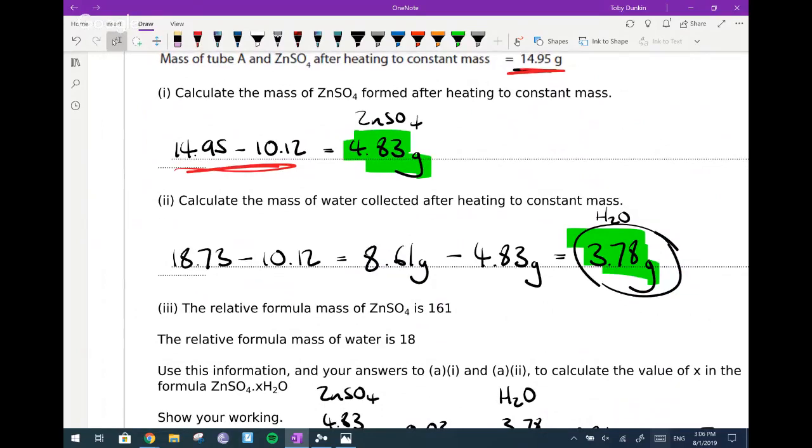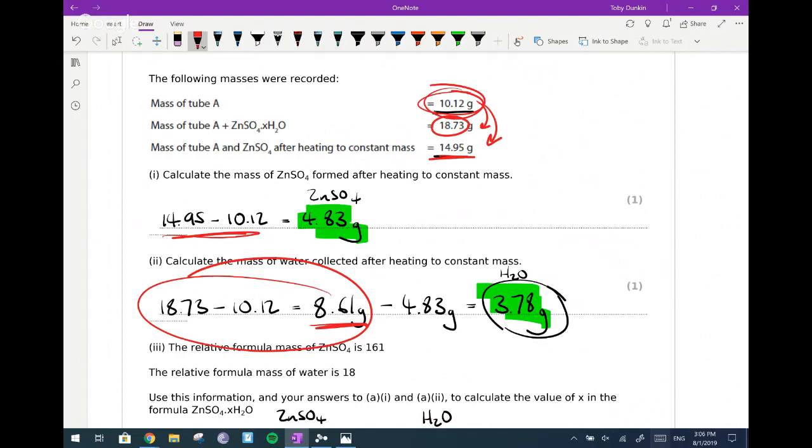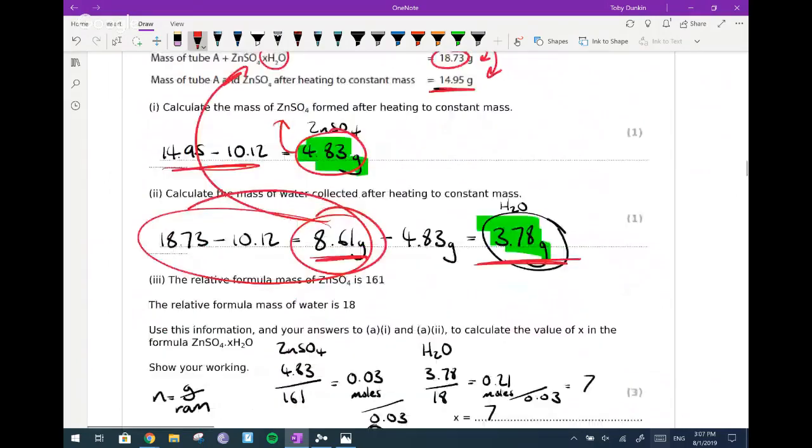Just using data. Next, calculate the mass of water collected then. Oh, okay, well, hang on a minute. We've just worked out the mass after heating. Well, we don't know the mass before heating, so we had to do that first. So this was the mass of the tube and the hydrated salt minus the boiling tube, which gives us 8.61 grams of the hydrated salt. Next, well, hang on a minute, because this one is just the sulfate. So I have to minus that away to get the water, hence 3.78 grams.